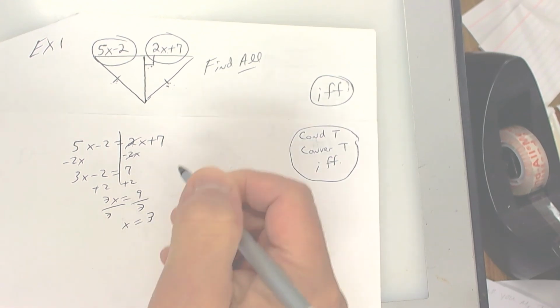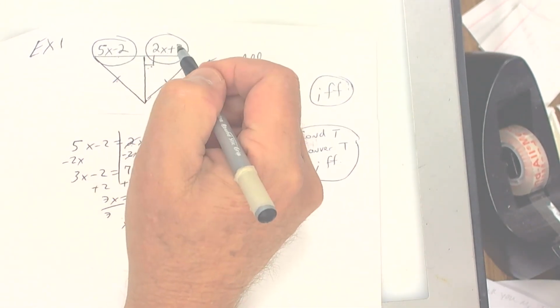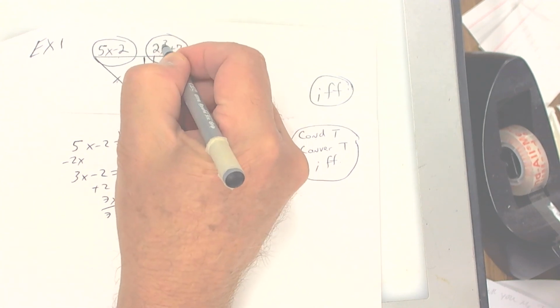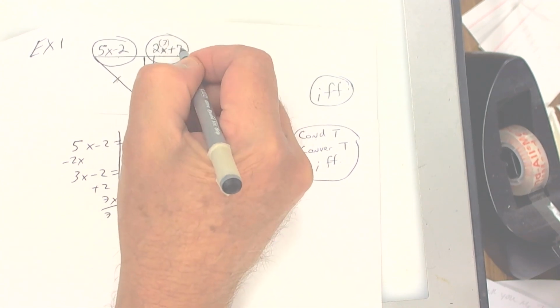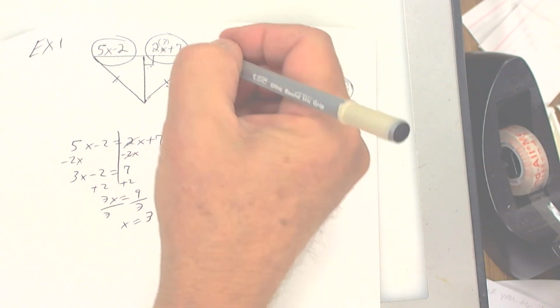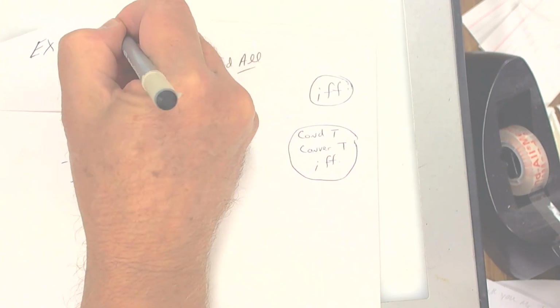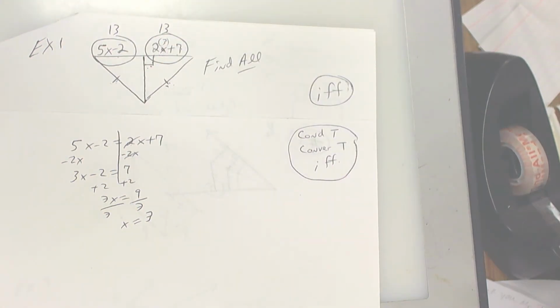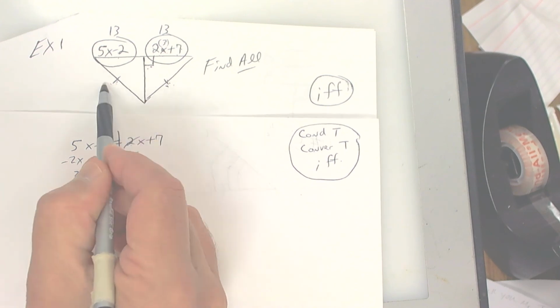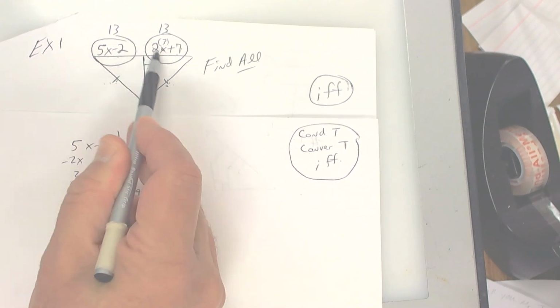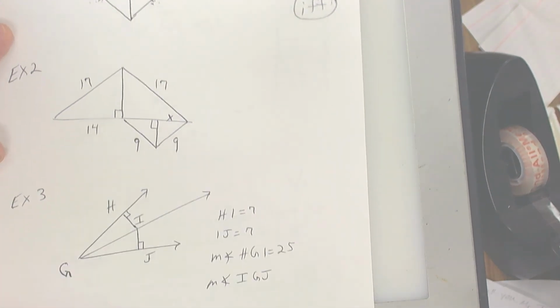Now once I get 3, I plug it in. Doesn't matter which one you plug it in. I like this one. So 2 times 3 is 6, and 6 plus 7 is 13. So each one of these is 13. 13 inches, 13 feet. Make sure you understand that one. Okay, remember you need two things here. You need these distances to be equal, and it's got to be perpendicular in order for it to be a bisector.